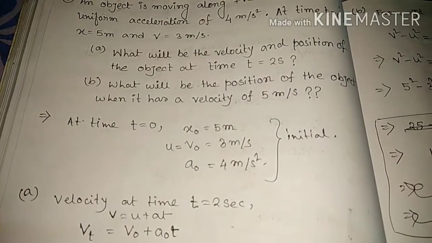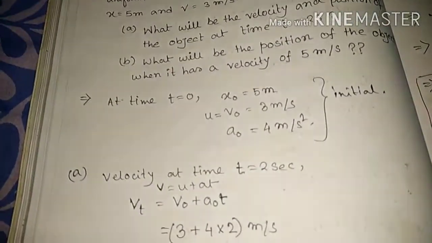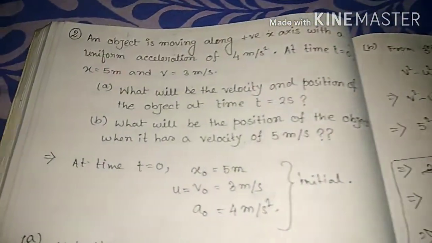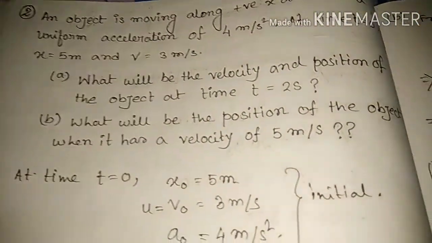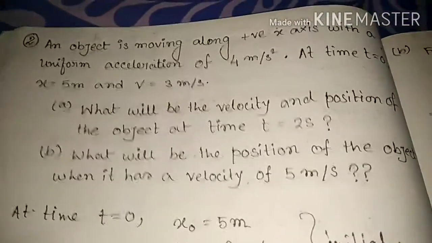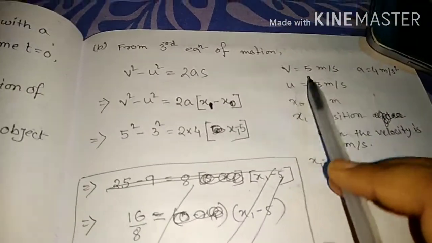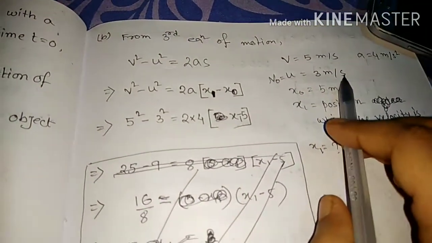Okay. Now the second part, what is the second part? What will be the position of the object when it has a velocity of 5 meter per second? Its initial velocity is 3 meter per second. But in the second part, when its velocity is 5 meter per second, what will be its position? Let's see. To find this one, we use the third equation of motion. Here v equals 5 meter per second. u, that means v0, equals 3 meter per second.